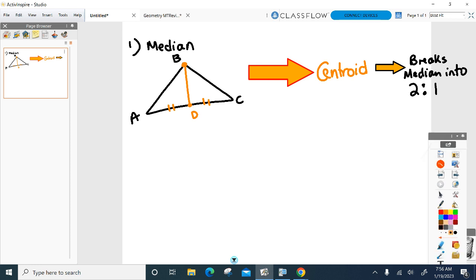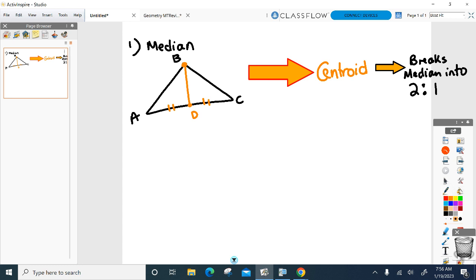Real quickly on my diagram, let me show you. Remember, review what we meant by 2 to 1. Let's say that this point here is the centroid. That means if that is 8, this will be 16, okay? If X is the centroid, it breaks it up into the 2 to 1 there. Okay? 2 to 1. Any questions on the median? How to get you to the centroid?